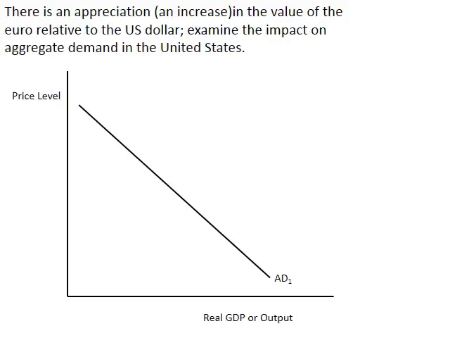There's an appreciation or an increase in the value of the euro relative to the US dollar. So now let's look at the impact on aggregate demand in the United States. Okay, so if the euro has appreciated, that means that people will be able to buy more of the United States exports. Now, we'll look at this in international trade, but if the euro has appreciated, it also means that the US dollar has depreciated relative to the euro. So it does become cheaper for the Europeans to buy US exports. So in this case, AD shifts to the right, and this is AD for the United States.